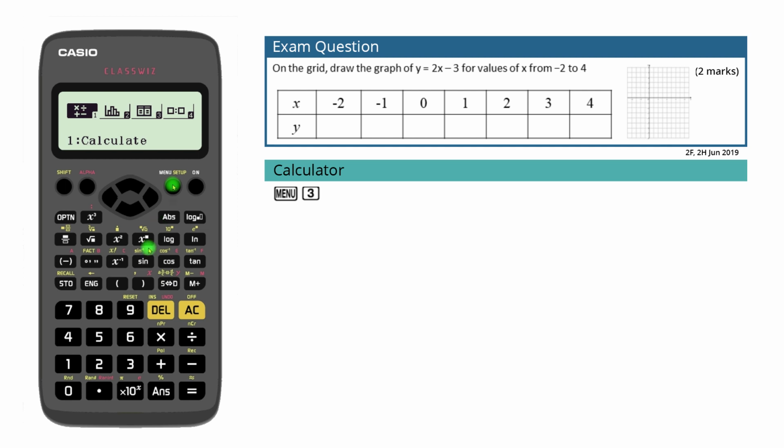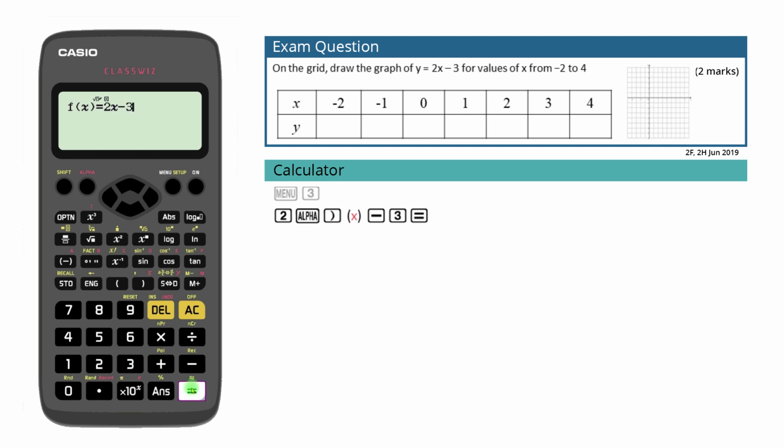On the calculator, press Menu and choose the table option 3. Next, we can enter the equation. Enter 2 alpha x, which is the close square bracket button. Subtract 3 and press equals to enter it. Enter the start value from the table, -2. Try to use the negative key rather than the subtract key, and press equals. Enter 4 for end, and press equals.